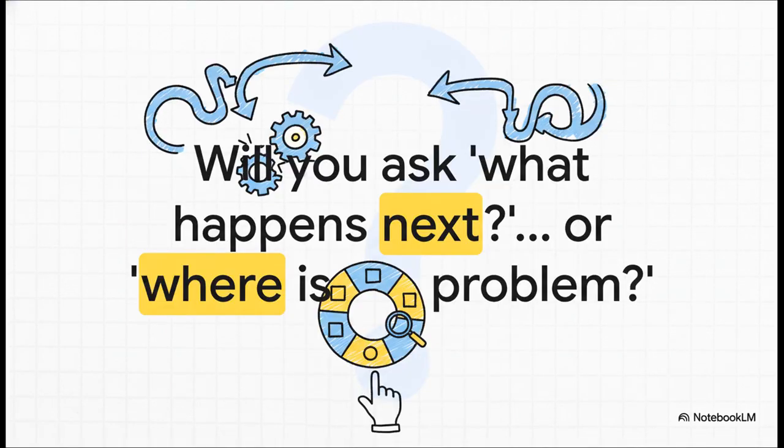So the next time your AI starts acting weird and gives you a strange result, I want you to remember the map. Don't just ask the old process question, what happens next? Ask the new state question, where, in which one of these 6 districts does this problem actually live?